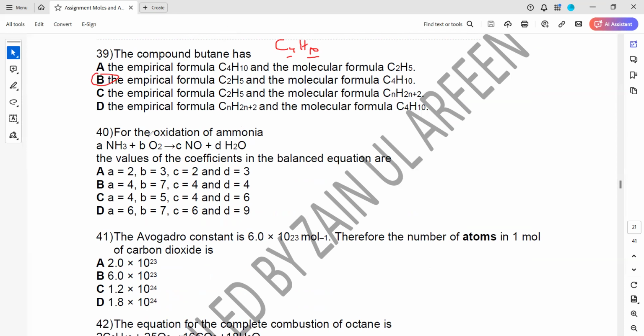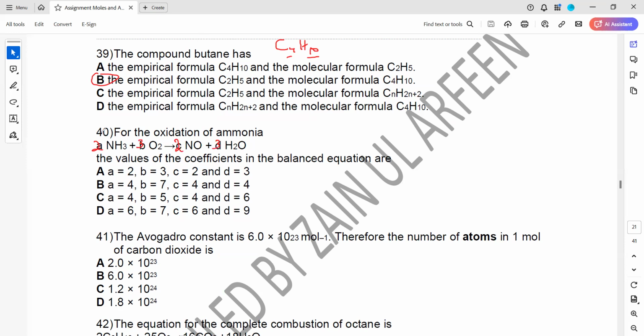For the oxidation of ammonia, what are the coefficients for balancing this equation? You can try the numbers directly. If you put 2 here, as you have the options given, there's also another way, like checking the change in oxidation number for each. That is one way. Or you can just put the numbers and check which one balances out. If this was 3, this was 2, and this is 3.